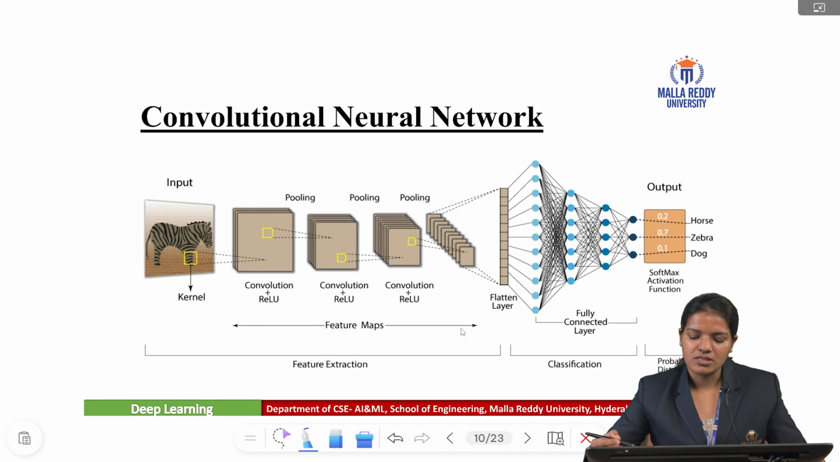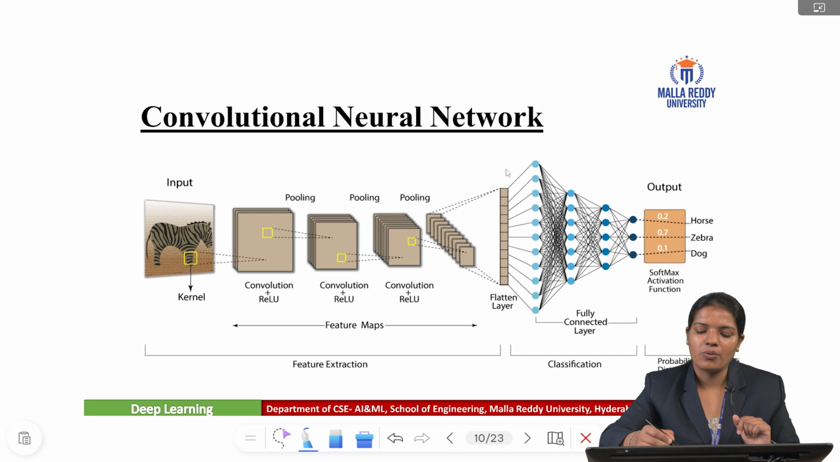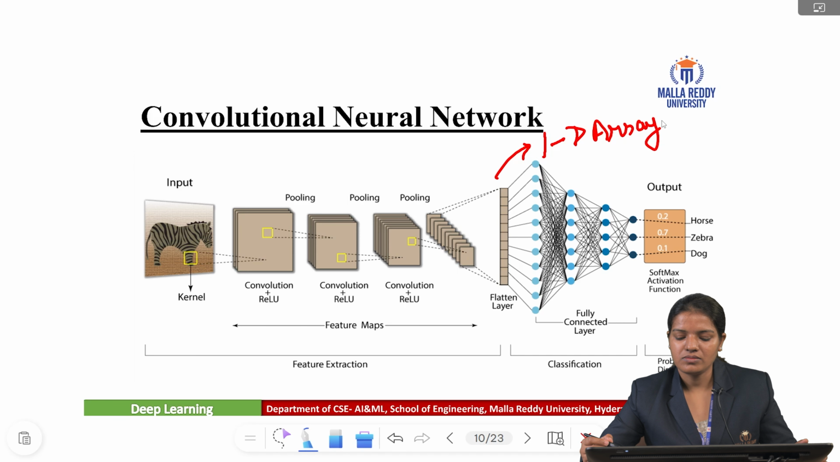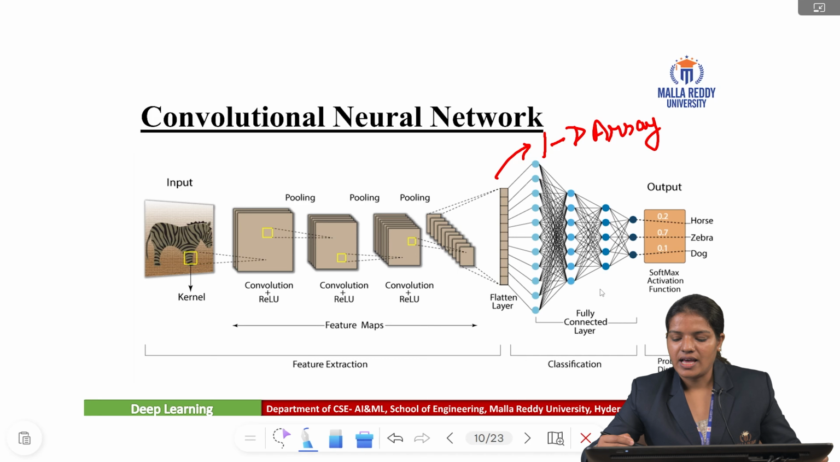After extracting the features, which are in 2 dimensions, we flatten them into a 1D array. Then for the classification, we use the fully connected layers. Fully connected, as the name shows, means all the inputs are connected with the outputs. So this helps in the classification. After using the final activation function, we will get the output.